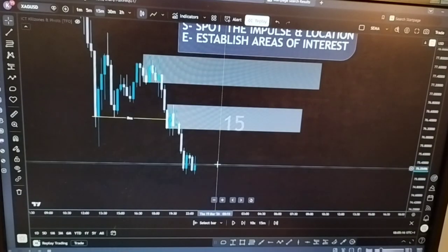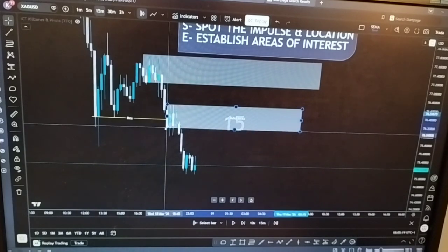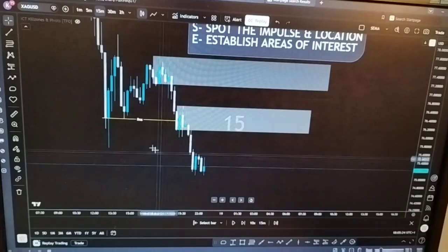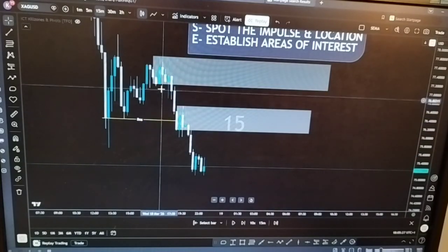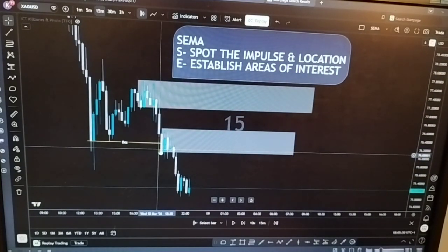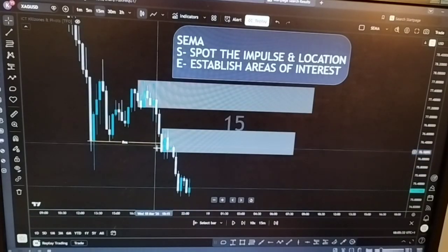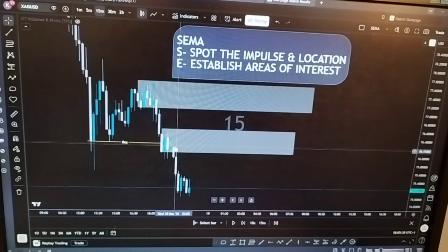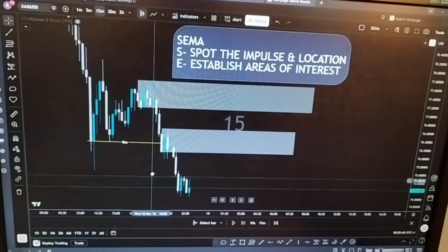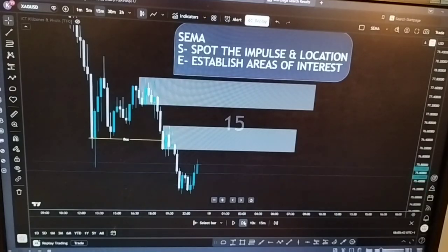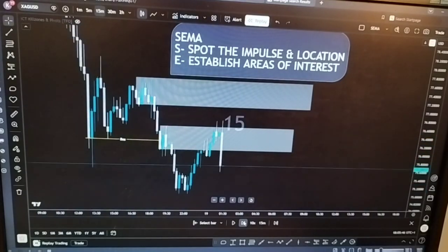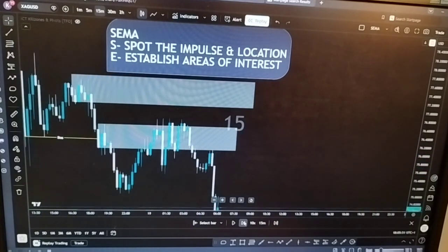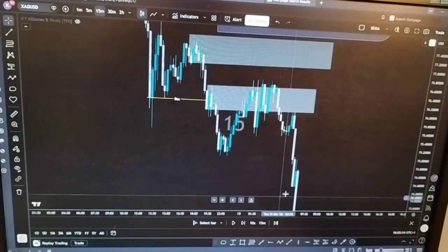Now, it is only when the market comes to these areas that we look forward to sell. Clearly our bias is to sell because we have spotted the impulse to the downside. Now we have established our areas of interest, which are the decisional areas of interest and the extreme areas of interest. Now, we wait for the market to return to the areas of interest, and we go ahead and make our entry. So this is just it.